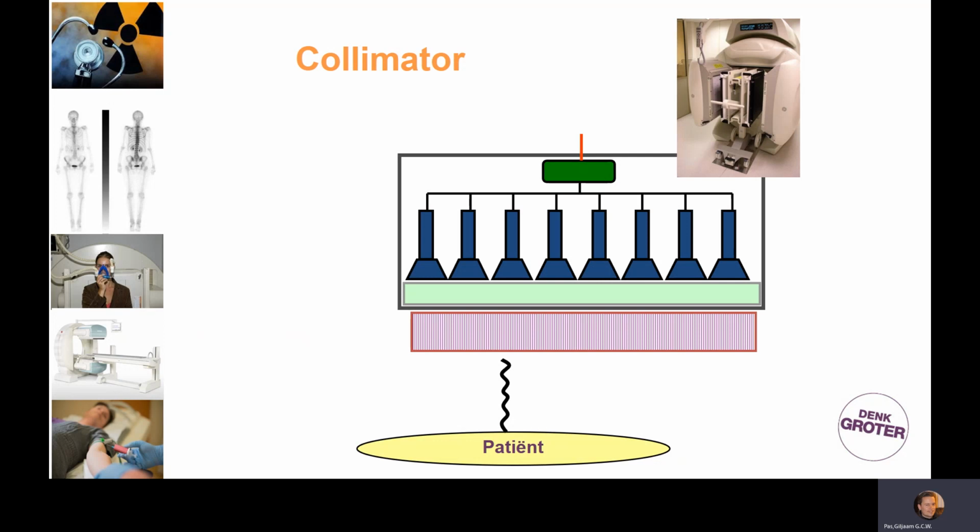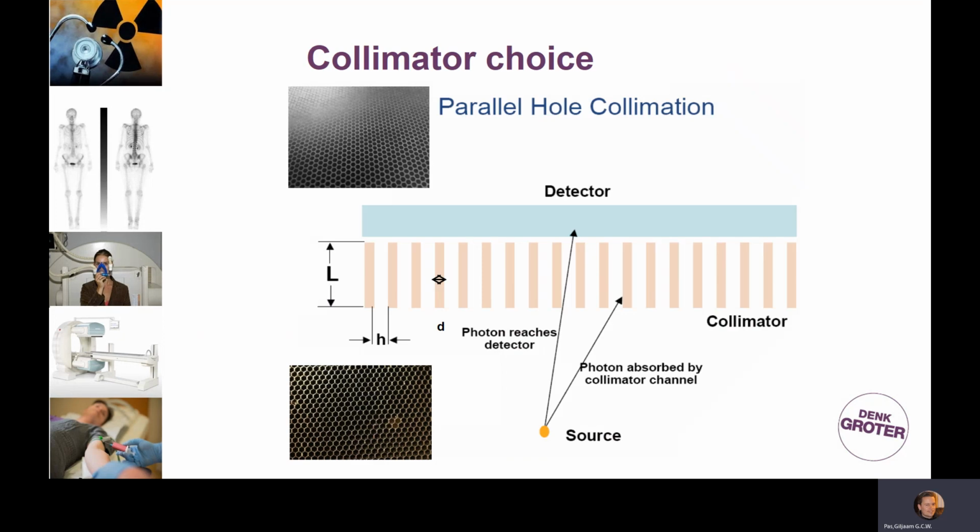You have a radioactive patient here, radiation coming from the patient and going towards the camera detector, and it first encounters the collimator. After that, it goes through the crystal, produces tiny flashes of light, which will be registered by the photomultiplier tubes, and a computer will make an image out of it.